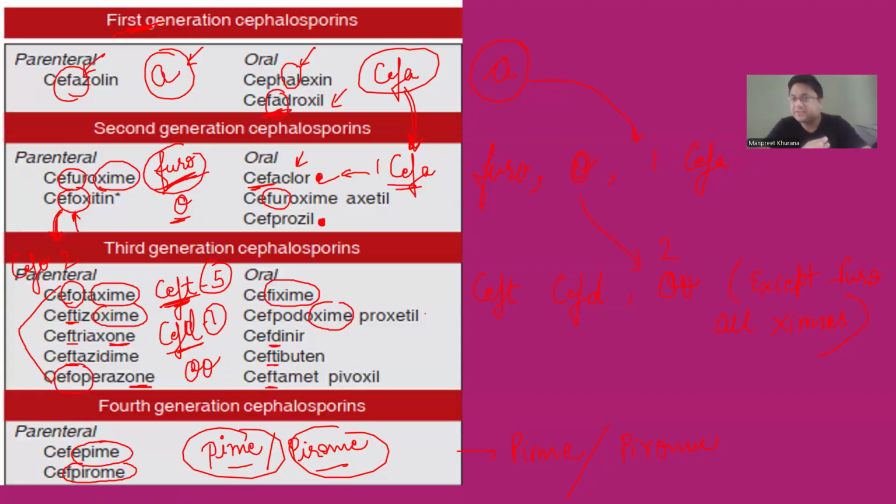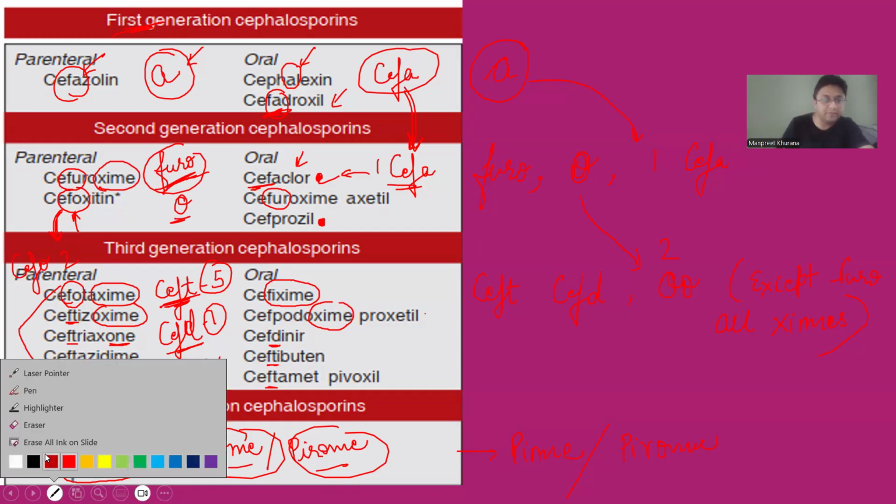This classification is very confusing. All the drugs are similar, with similar names and similar looks, and sometimes we get confused about which one is first, which one is second, which one is third, and which one is fourth generation. There are actually 4 generations of cephalosporins. So let's understand how to memorize them and how not to get confused.